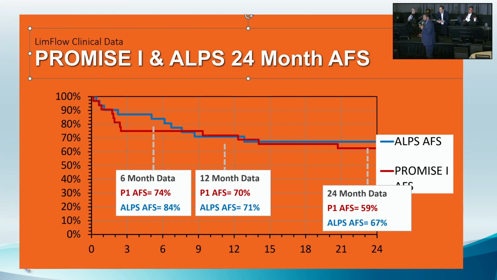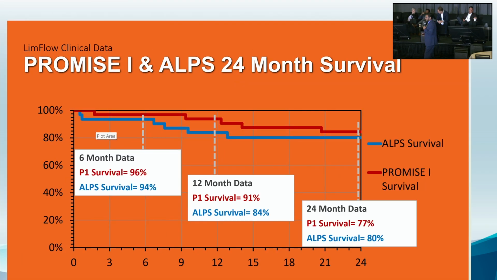This is the amputation-free survival rate in the PROMISE 1 study and the ALPS retrospective study. You can see at 6 months, there was 74% amputation-free survival and 70% in the PROMISE study. And at the end of 2 years, it was 59%, almost similar in the retrospective study. Again, this is only 32 patients.